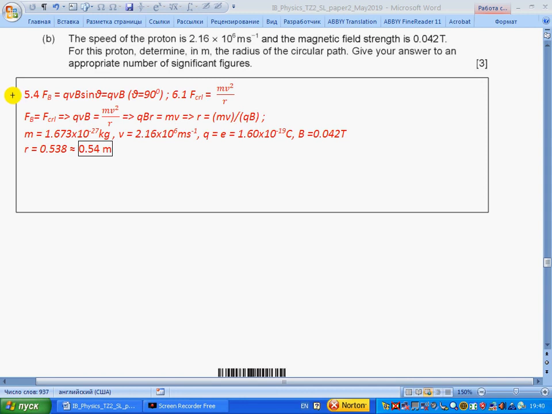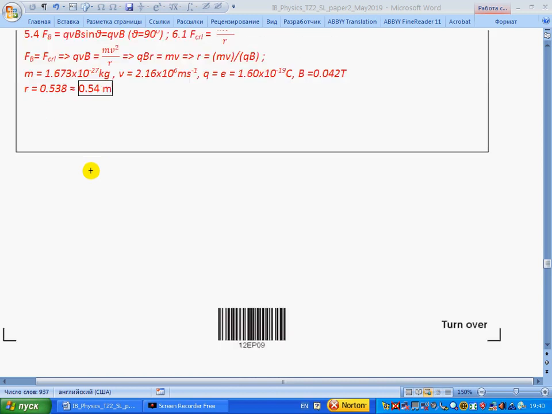Section 5.4 of the booklet gives us the formula for magnetic force acting on a charge moving with some velocity in a magnetic field at angle theta. Angle is 90 degrees, so we have force equals QvB. On the other hand, we have circular motion, and for circular motion, force equals mv squared over r. This force is the same expressed in different terms, so we rewrite these expressions, rewrite for QBv, then for r, substitute masses. The mass of the proton we look for in the booklet. The charge of proton equals charge of electron, also we look it up in the booklet, and we get, to two significant figures, 0.54 meters.